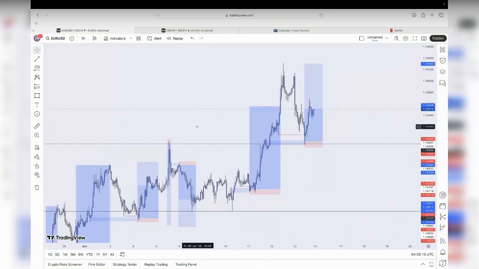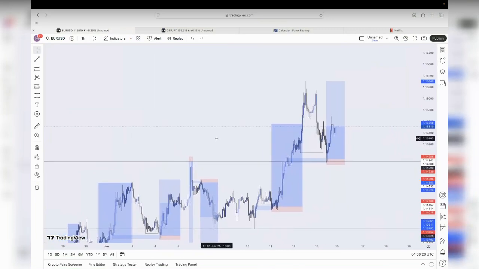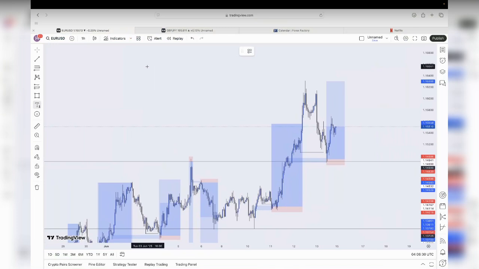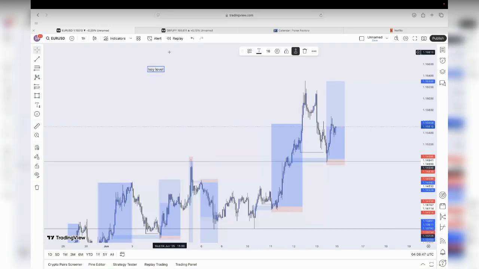So in today's video, I'm going to be explaining key level. And the more reason why I want to talk about this key level is as a result of this new strategy that's in town now, which we all know as the alchemist. So key level. What is key level?